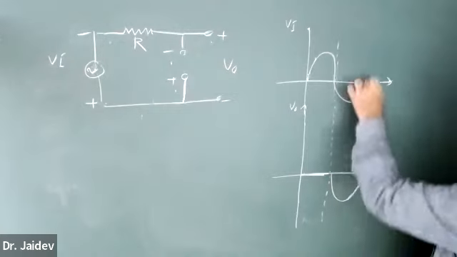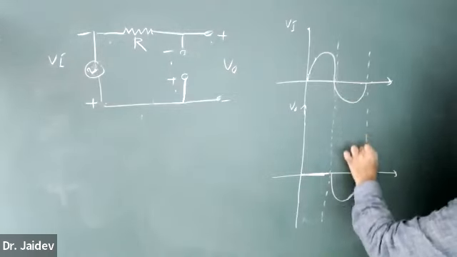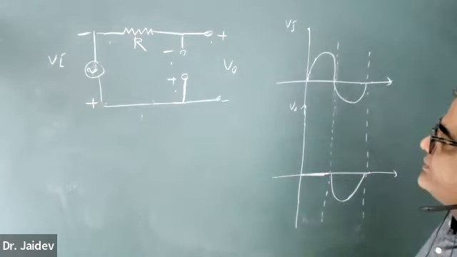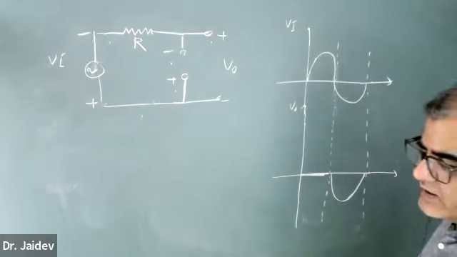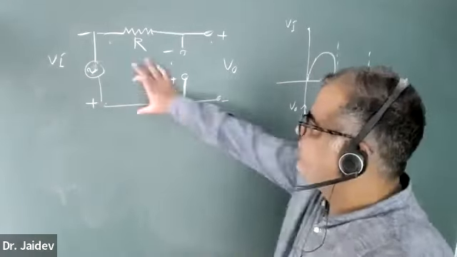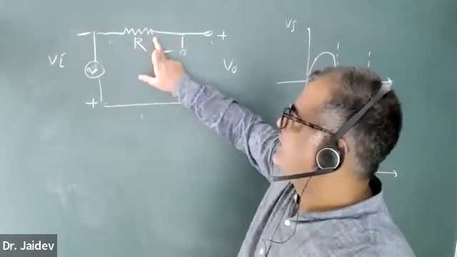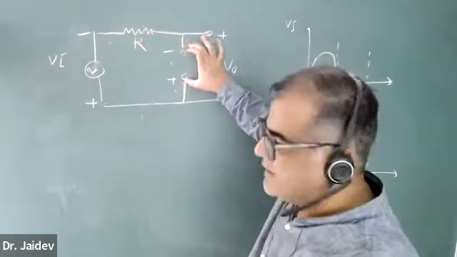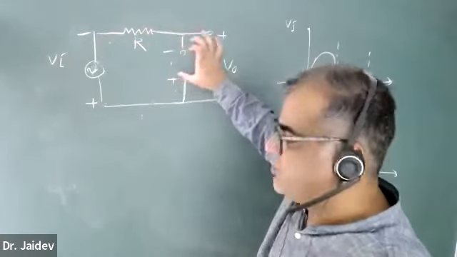Sir, here the circuit is open, so no current is flowing now. Current flows in the resistor, and then there is a voltage drop. If current is not flowing, then the voltage drop is zero. So this voltage is directly applied across the open circuit.